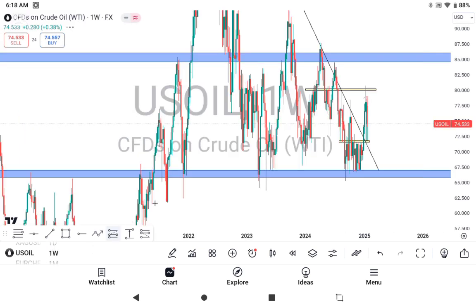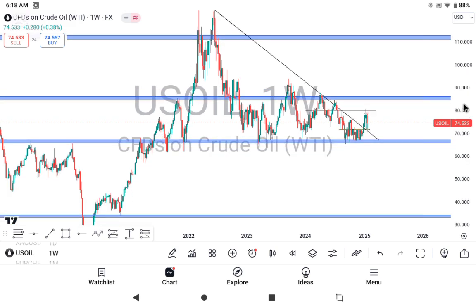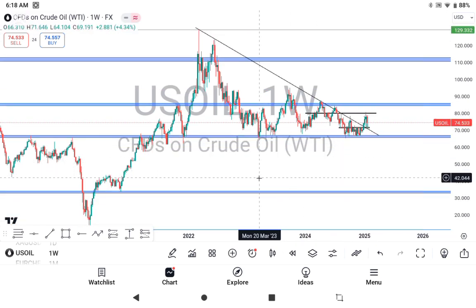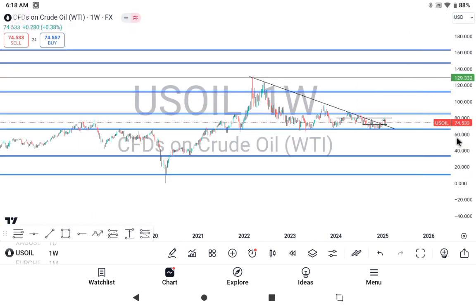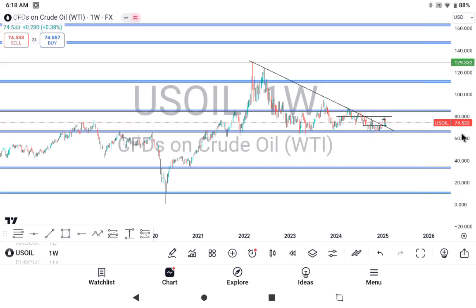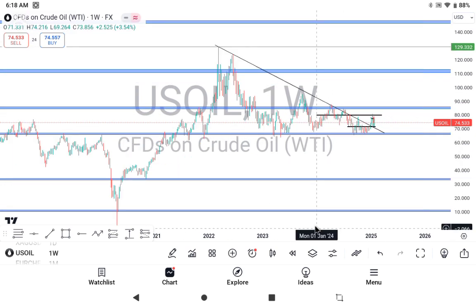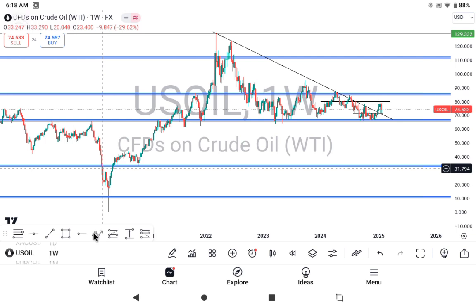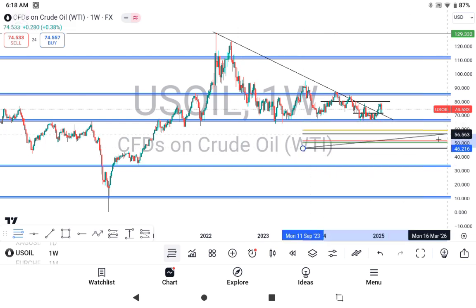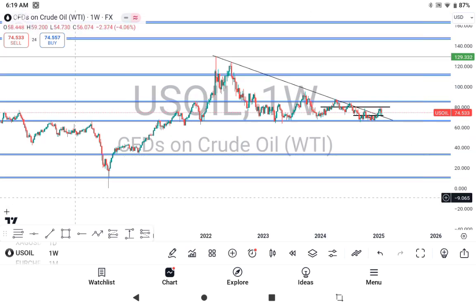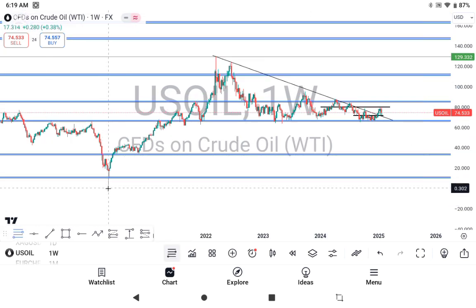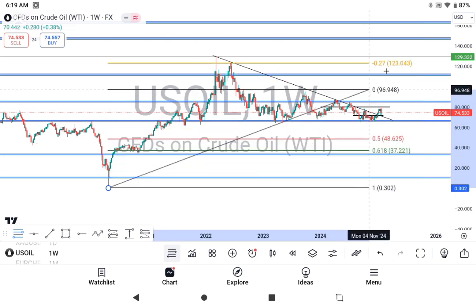Now on the weekly time frame, you can see that US oil is on a bullish trend, creating a consecutive series of higher highs and higher lows. We have used the Fibonacci right here. Now I use the Fibonacci from the swing low to the swing high to see the next movement after this.